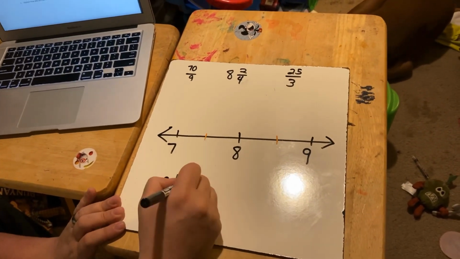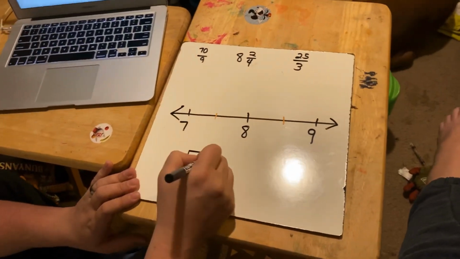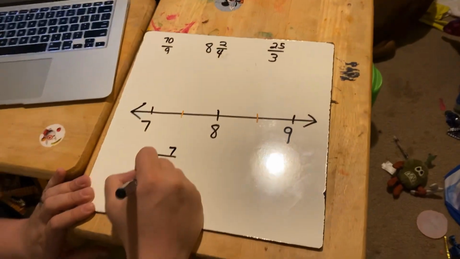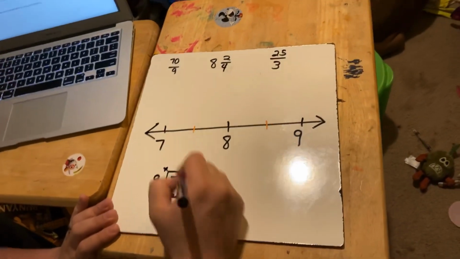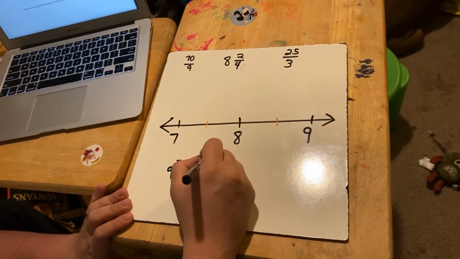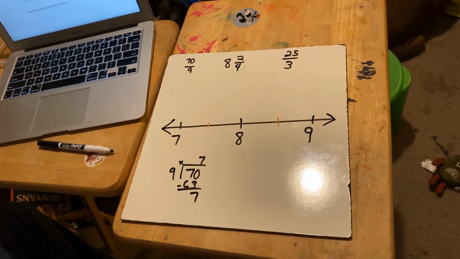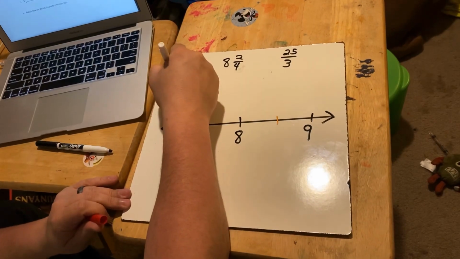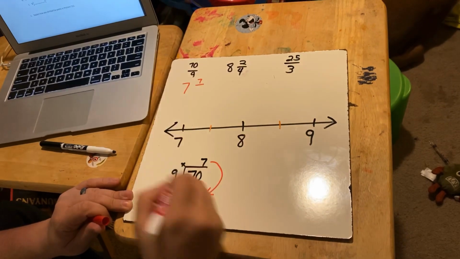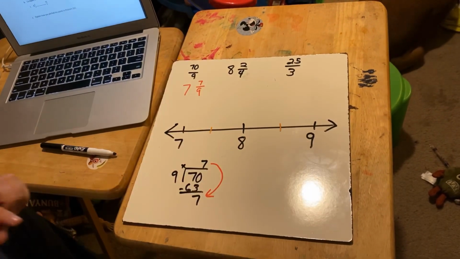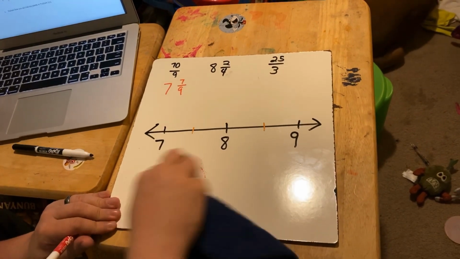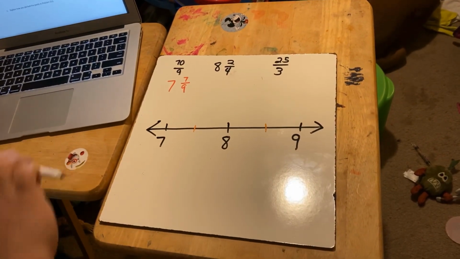9 goes into 7 0 times, but 9 goes into 70 7 times. And 7 times 9 is 63. Subtract it. 70 minus 63 is 7. So my new fraction is going to be, and I'll write it in red up here, 7 is my whole number, 7 is my numerator, and 9 is still my denominator. Erase that. If you need to, you can rewind to that.